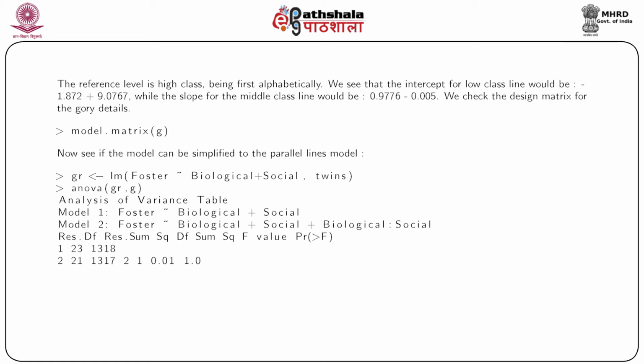Now let us see if the model can be simplified to the parallel lines model, where we do not have any interaction term. So let us fit the linear model of foster tilde biological plus social. So looking at the ANOVA table, we can see that based on the F value, the F value happens to be very small. If you look at the residual sum of square and the sum of squares due to the model, we can also figure out why the F value is so small.